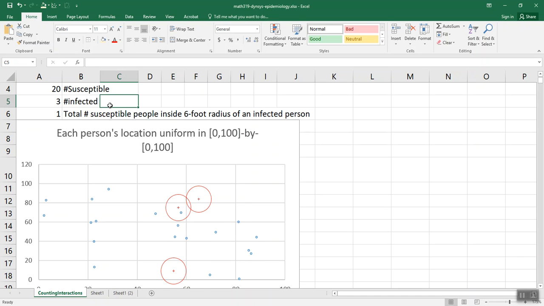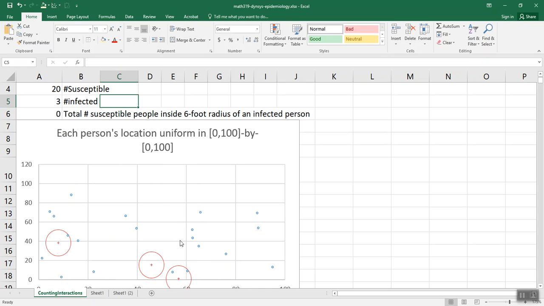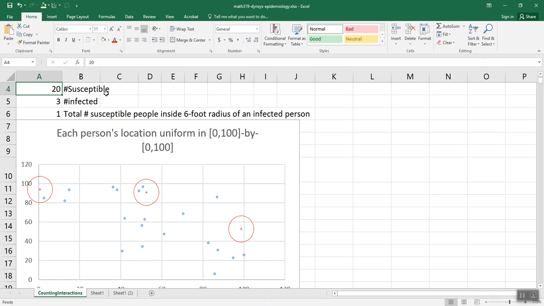If I press F9, we get new random numbers, F9 on a Windows machine, or Command equals on a Mac. So let's see, not very many. I think there might be something wrong with my method here. Okay, it looks like I've got these circles drawn not quite right, but the basic idea is still going to be the same. What if I increase the number of susceptible people? Right now it's 20, let's make it 40.